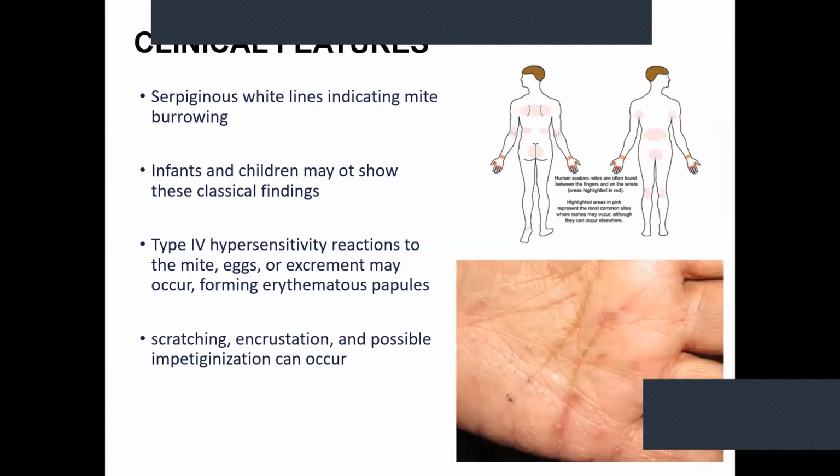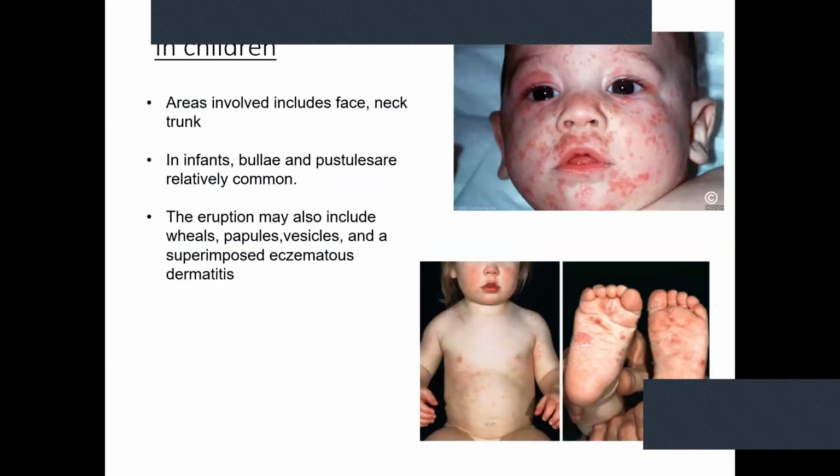Clinical features: serpiginous white lines indicating mite burrowing are classical and pathognomonic of scabies. Infants and children may not show these classical findings. It is a type 1 hypersensitivity reaction. Type 1 hypersensitivity reactions to the mite, eggs, or excrement may occur, forming erythematous papules. Scratching, encrustation, and possible impetigo can occur. Areas involved include the face, skin, and the trunk. In infants, bullae and fistulas are also seen. The eruption may include wheals, papules, vesicles, and superimposed eczematous dermatitis.